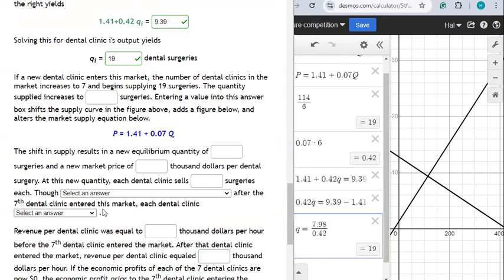If a new dental clinic enters this market, the number of dental clinics in the market increases to 7. So I had 6, now there's 7. Why does a 7th dental clinic enter the market? Well, they enter the market because maybe the dentists are all driving around Lamborghinis. If you're a dentist and you're driving a Lamborghini to your office, people are going to visit the town. They're going to see that you're driving around a Lamborghini. They're going to follow you to figure out how you bought the Lamborghini.